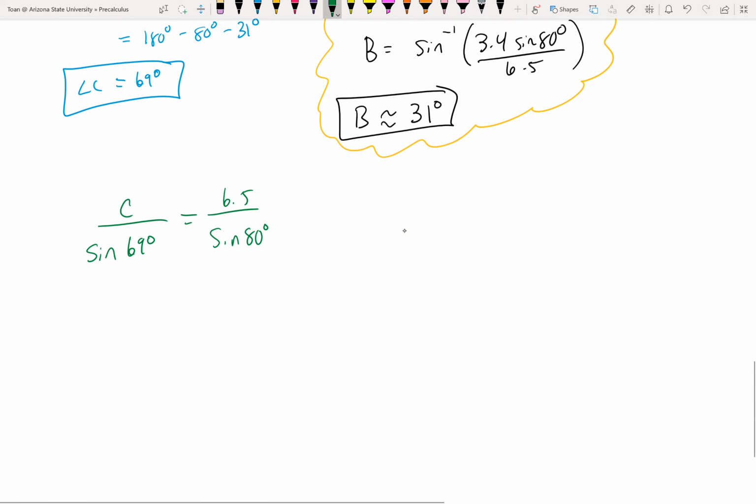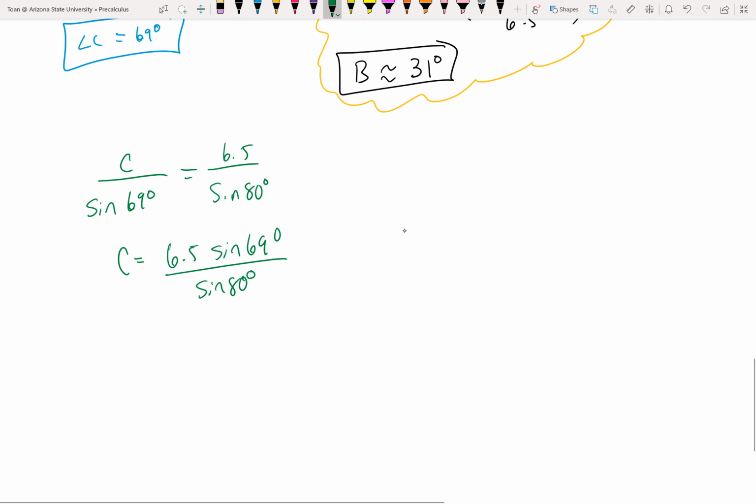So then this should be a one-step problem. To solve for C, you multiply both sides by sine of 69. C equals 6.5 sine of 69 degrees, all over sine of 80 degrees, and then the rest is just calculator work.